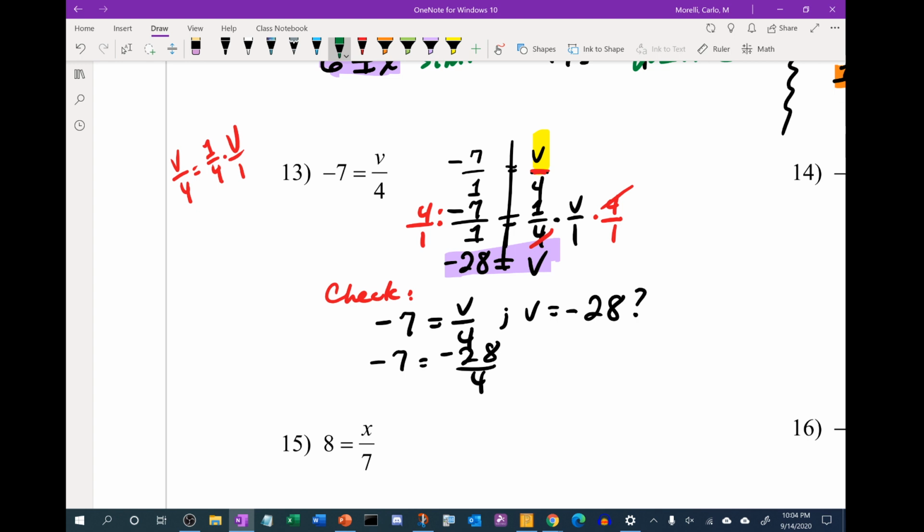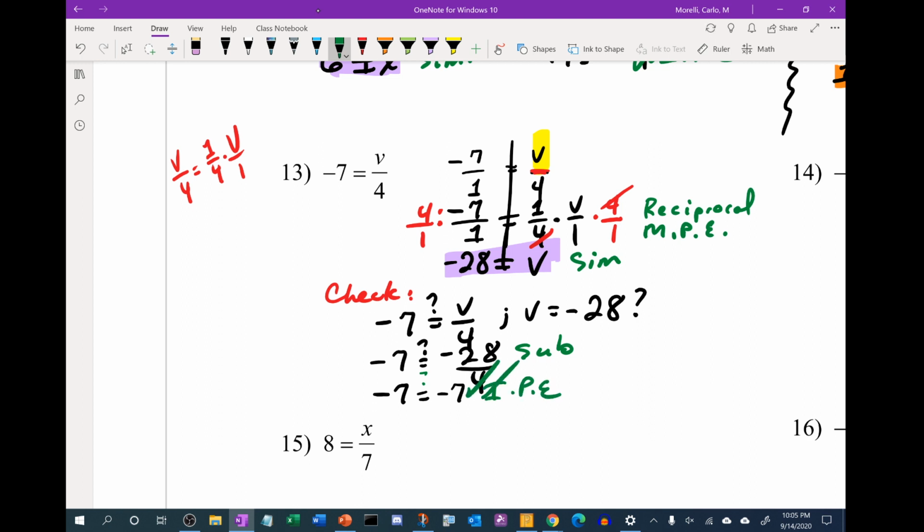I got to go justify all this. So this is the definition of a reciprocal, and it's also the multiplication property of equality. This is simplification. This is substitution. Well, we're at negative 7. Negative 28 divided by 4. Negative divided by a positive is a negative. 28 divided by 4 is 7. So negative 28 divided by 4 is negative 7. So this is true by the identity property of equality. Check, check.